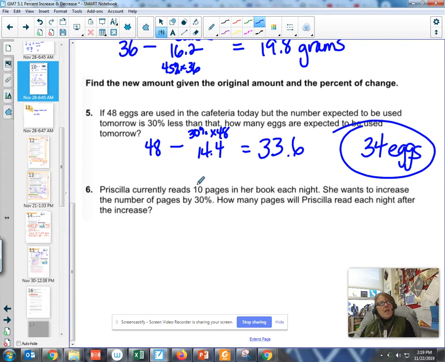All right, last one. Priscilla reads 10 pages in her book each night. She wants to increase the number of pages by 30%. So 10 is our starting. We're going to increase. That means we're going to add an amount on here. And our increase specifically is going to be 30%. So we have to figure out what 30% times 10 is. We're going to add that to 10, and then this will be my new number. 30% times 10 is 3. So her new amount will be 13 pages.